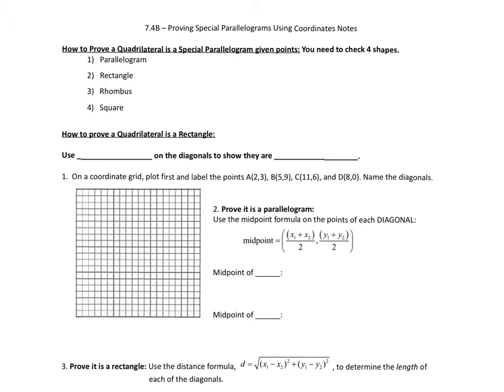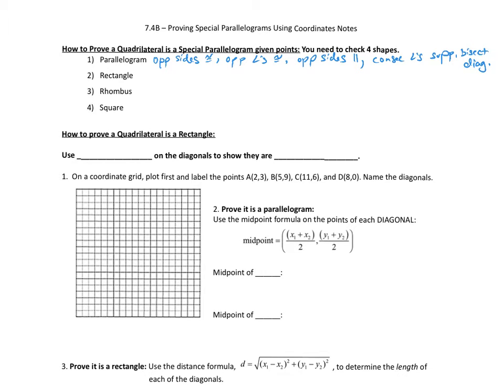So the first one, remember number 1, a parallelogram, you have multiple ways for a parallelogram: opposite sides congruent, opposite angles congruent, opposite sides parallel, consecutive angles supplementary, and the last one, diagonals bisect each other.